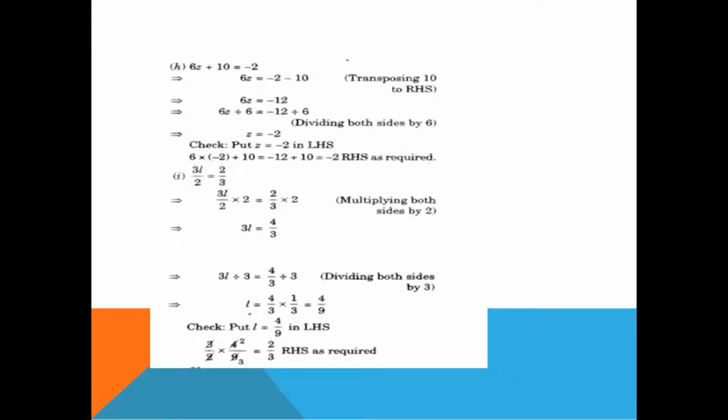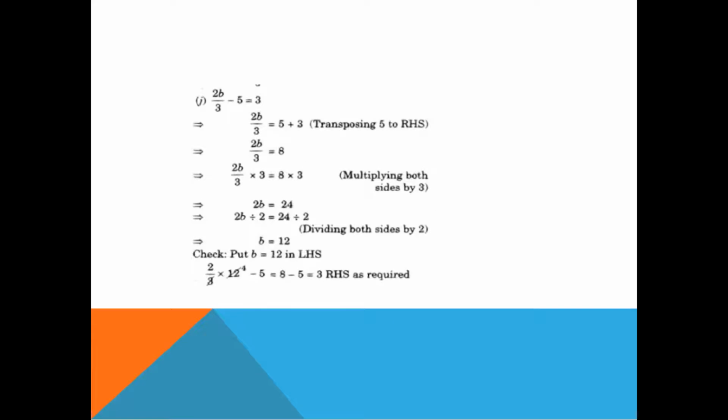Then moving to H part, that is 6z plus 10 equal to minus 2. So 6z is equal to minus 2 minus 10, which is 6z is equal to minus 12, and 6z divided by 6 and minus 12 divided by 6, z is equal to minus 2. Now if we check our answer, 6 into minus 2 plus 10, that is minus 12 plus 10 is equal to minus 2, which is your RHS. In the same way you can solve I part.